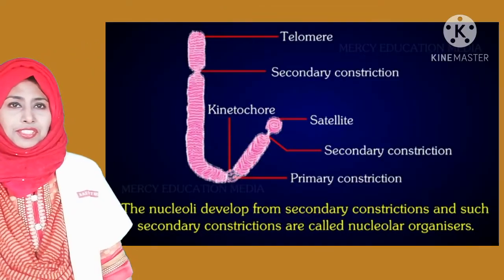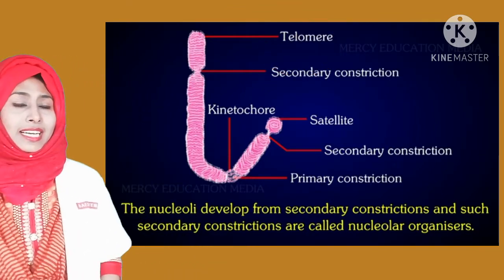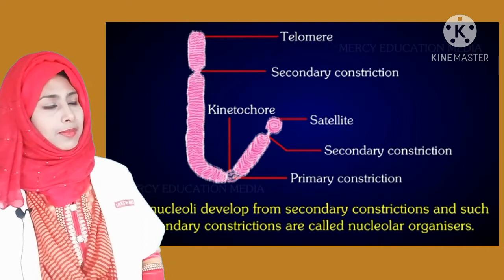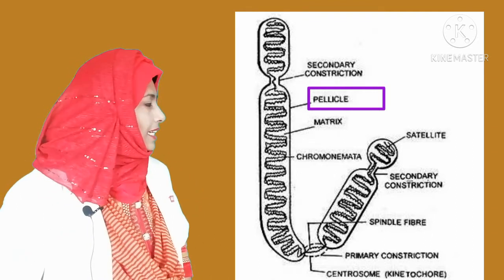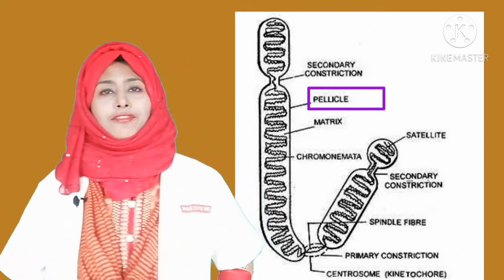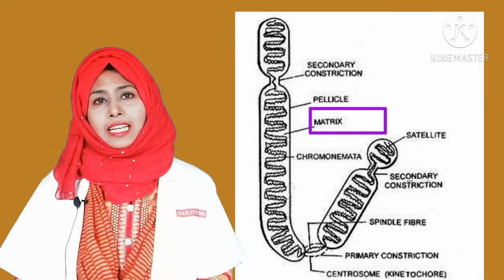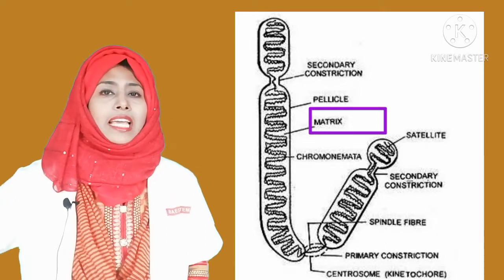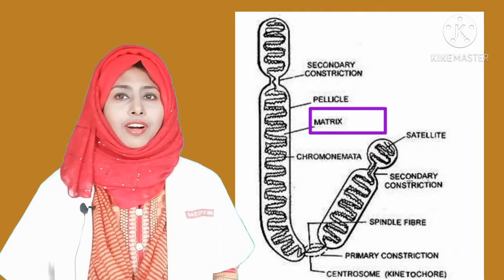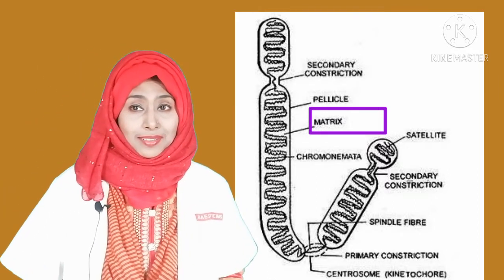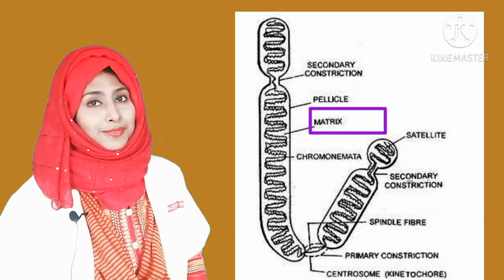The terminal regions on either side of the chromosome are called telomere. Telomere has a polarity which prevents other segments from joining with it. Pellicle. The outer covering of the chromosome is known as pellicle. Then matrix. The jelly-like semi-liquid substance inside the outer covering is called matrix. It is enriched with protein and RNA. In the dividing stage, the matrix becomes dissolved.